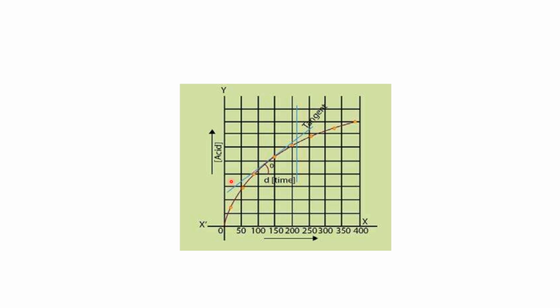So for the measurement of the rate of the reaction, we will plot a curve, then draw a right angle triangle, and through tan theta, we will find out the rate. So this was all about the lecture. I hope you have understood it well, and thank you so much.